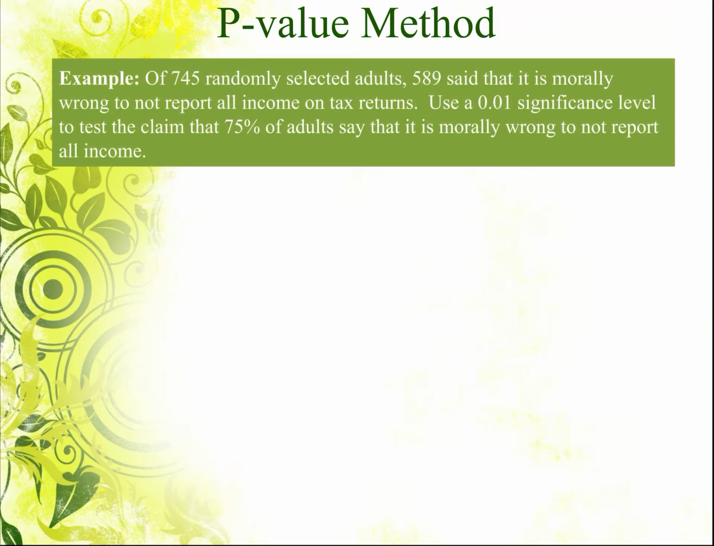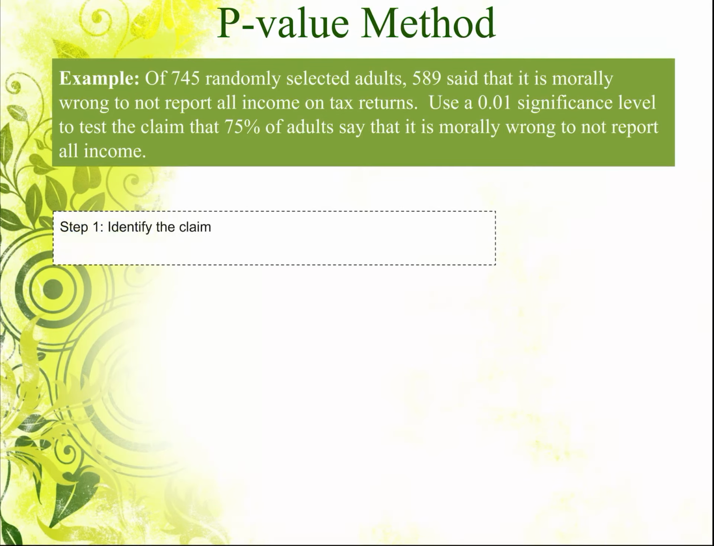Okay, let's do another example. Of 745 randomly selected adults, 589 said it is morally wrong to not report all income on tax returns. Use a 0.01 significance level to test the claim that 75% of adults say that it is morally wrong to not report all the income.